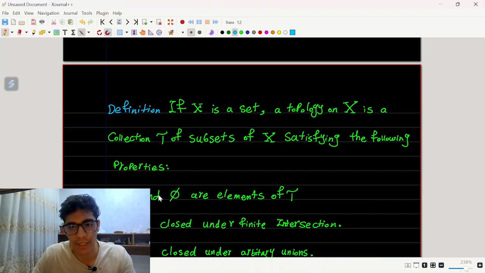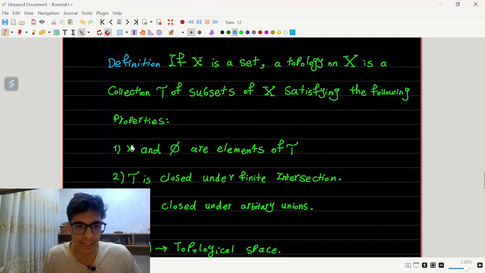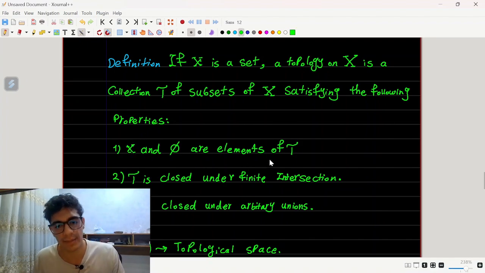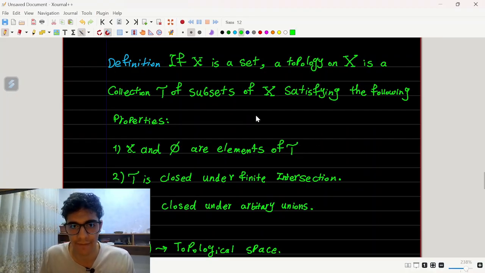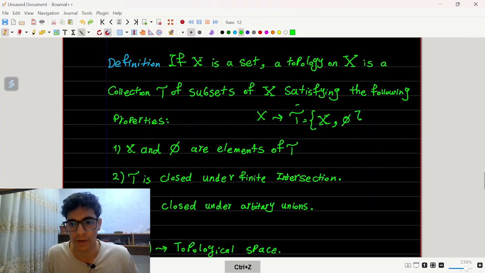So if X is a set, a topology on X is a collection, which I call this curly T, of subsets of X satisfying the following properties. So we have 3 properties. I'm gonna go through each of them. X itself and the empty set are elements of our curly T. So basically, we have a set X, then we define a new set and put some of our sets into this new set. And the first condition tells us that X must be in our set curly T, and so is the empty set.